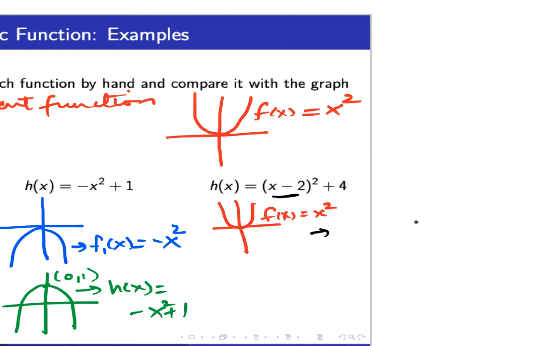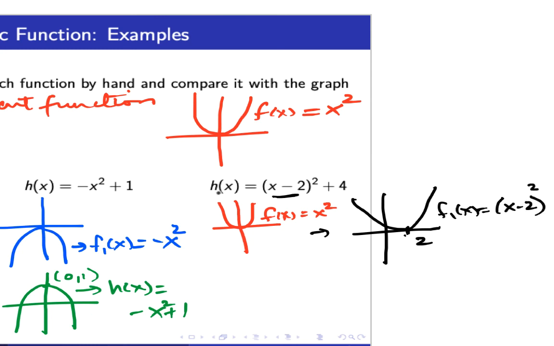Okay, so what happens now? The new vertex is at 2. Okay, so this one is the graph, say f1(x) equals (x minus 2) squared. Now the final graph you're looking at is moved up by 4 units. So what is the final graph? The final graph has a new vertex. Now remember, this is the vertex which was 0 and 2. Sorry, 2 and 0. And now it moves up by 4 units.